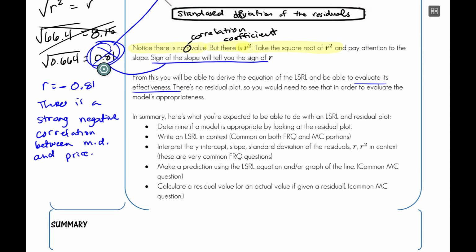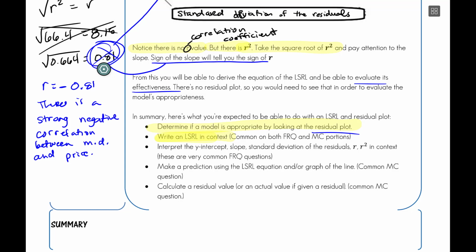In summary, here's what you're expected to be able to do with an LSRL and residual plot. You're going to need to first determine if a model is appropriate by looking at the residual plot. Super important you recognize that. Appropriateness comes from the form of your scatter plot and then lack of pattern in a residual plot. Then we should be able to write the least squares regression line, and you want to do it in context. Okay, this is very common for both your free response questions and multiple choice questions on the AP test.